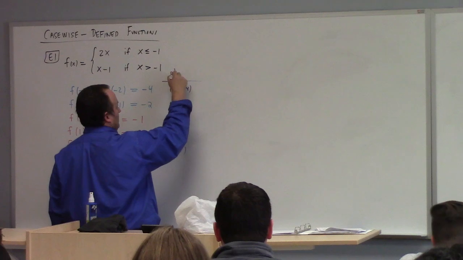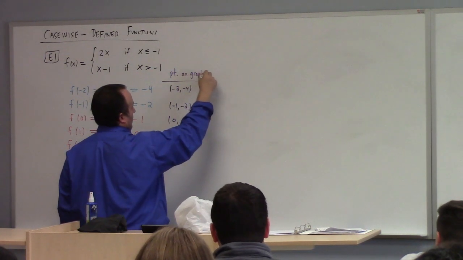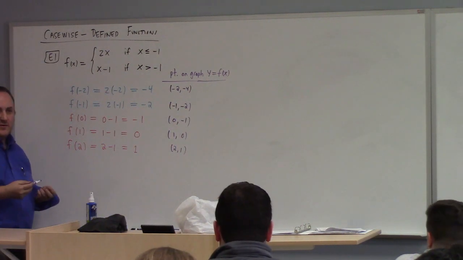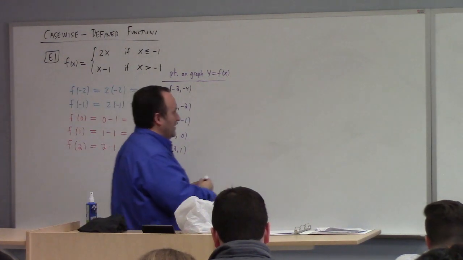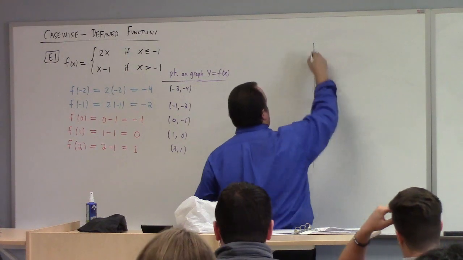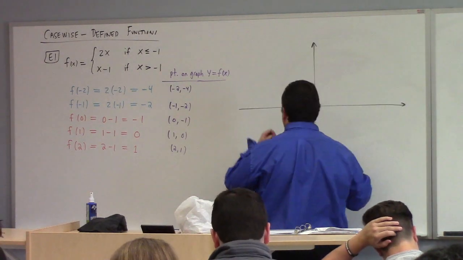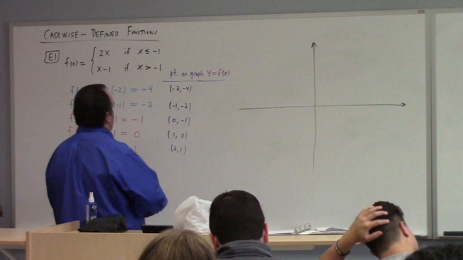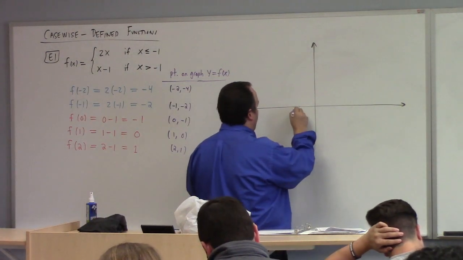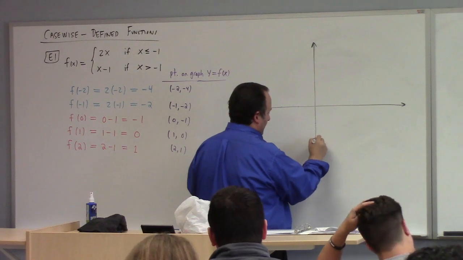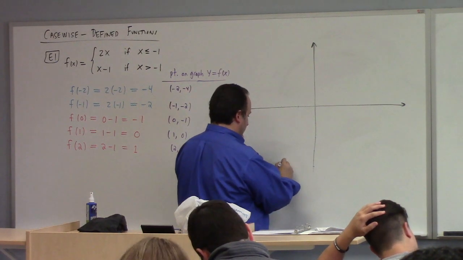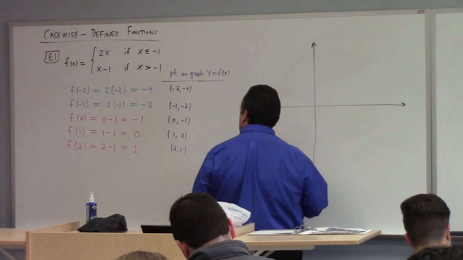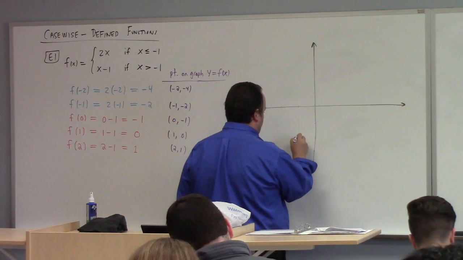Each of these is a point on the graph y equals f of x, right? So for each one of these calculations, I get information about a point on the graph. So I'll make a graph over here. Let's see here. Minus 2, minus 4, roughly speaking, down here. My next point was minus 1, minus 2, right here.